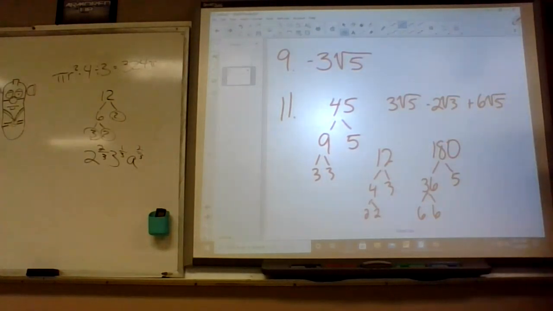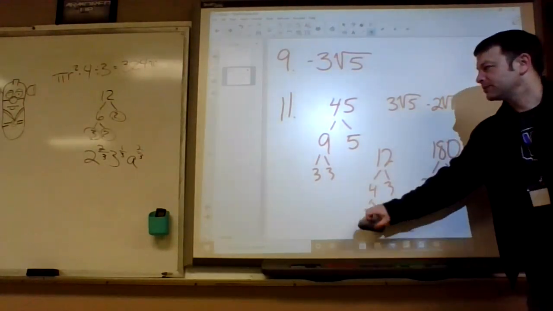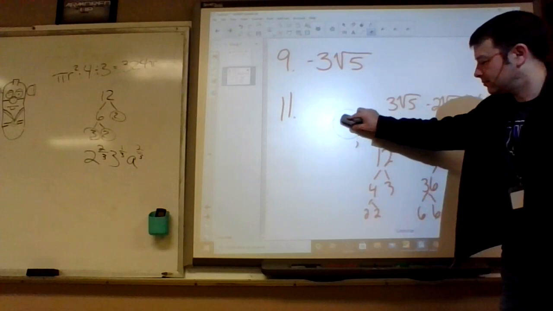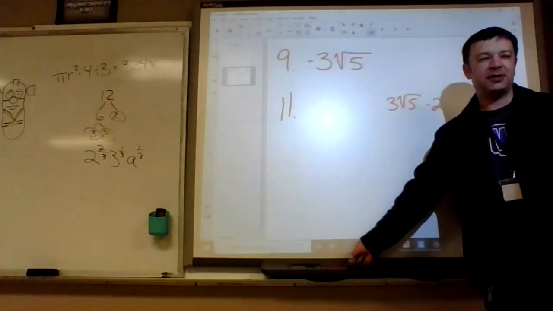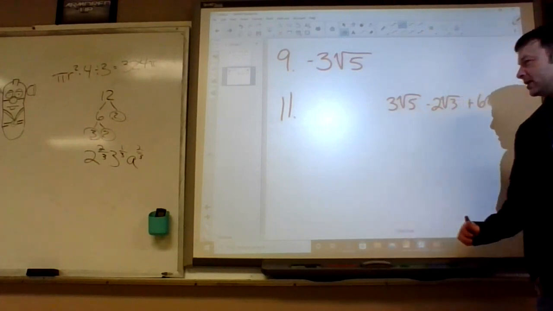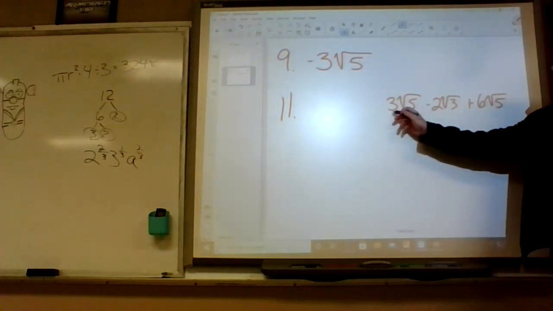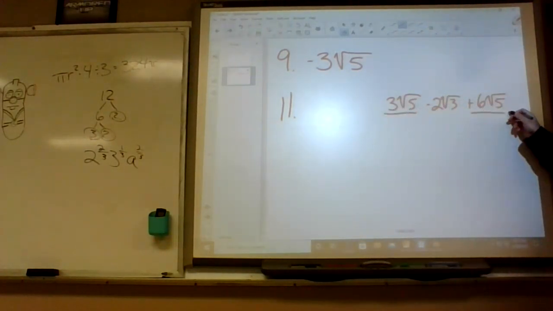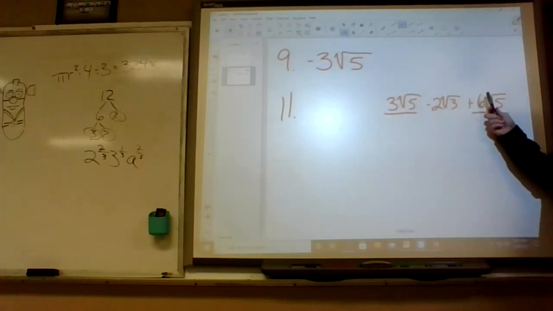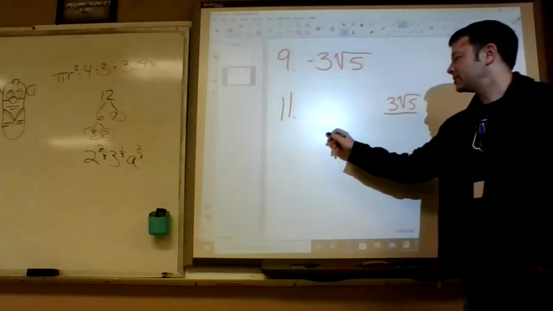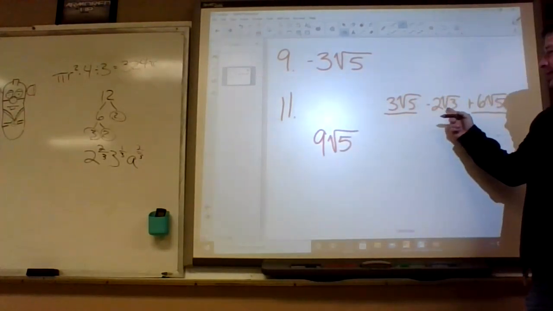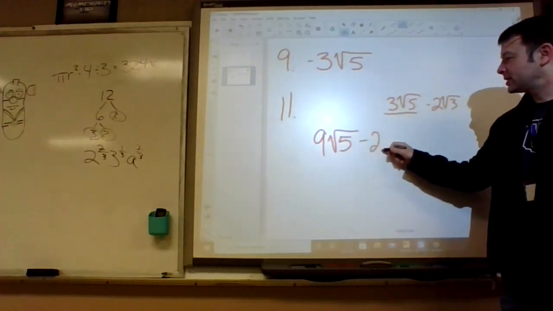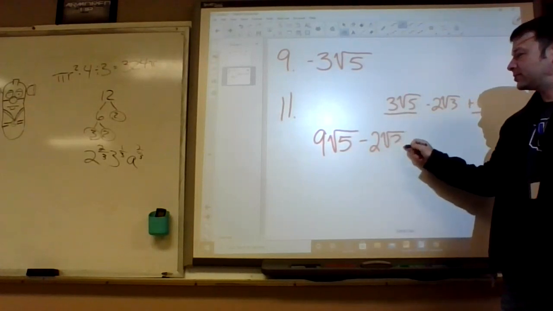Alright. Can we simplify that? This is why they make you simplify the square roots, because in case they can actually add together. Yeah, these two are like terms. 3 square root of 5 plus 6 square root of 5 is 9 square root of 5. And what do I do with that? Just tack it on. So minus 2 square root of 3.